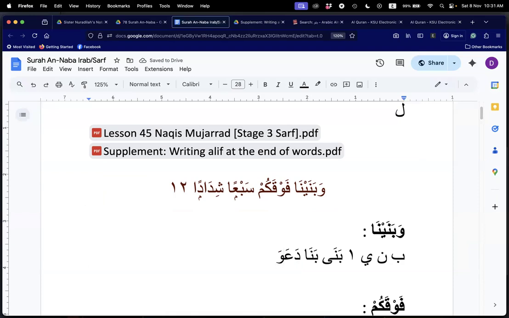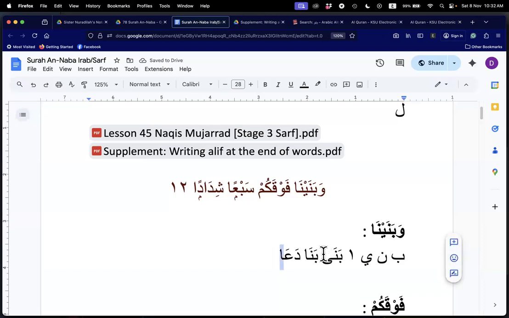Because the rule is that there is a weak letter here, and before it is a fathah. So you're going to write this as an alif. But what kind of alif? Standing alif or alif maksura? Standing alif. Why? Because it's originally wow.